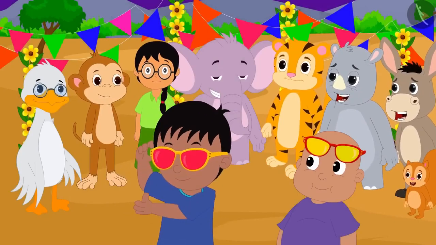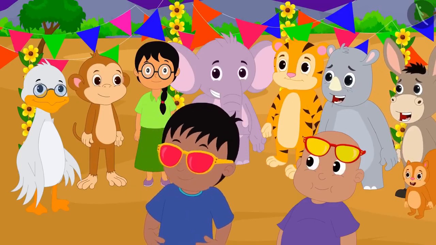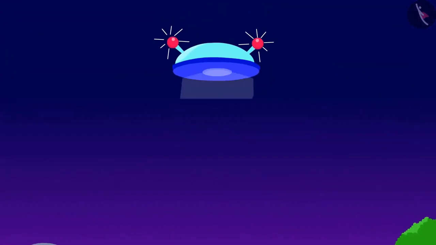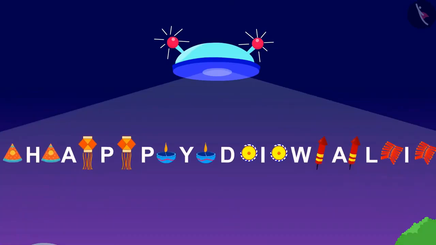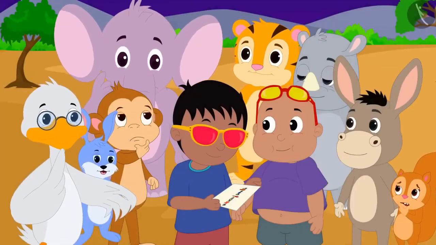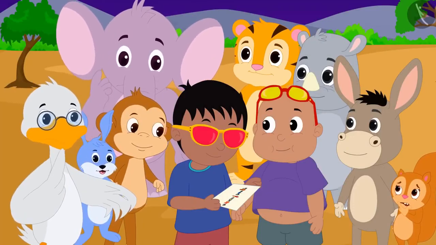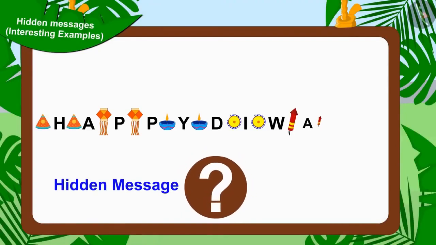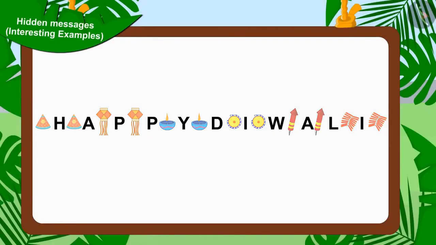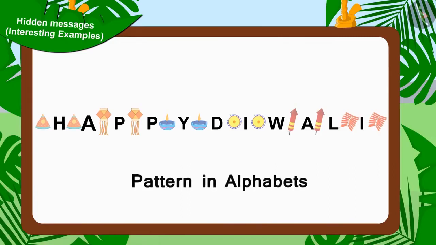Now, Raju once again looked at the sky with his glasses and saw this new hidden message. The villagers together started solving this hidden message. Children, can you solve Jeeves' this hidden message? Well done, children. Your answer is absolutely correct. The message is hidden in the form of one alphabet in between these shapes.